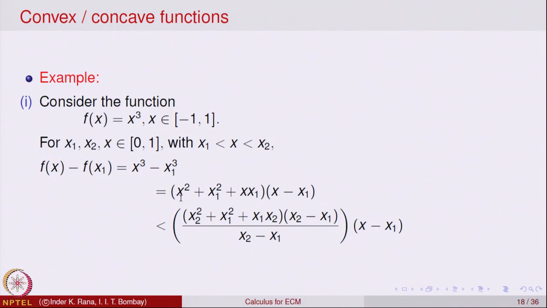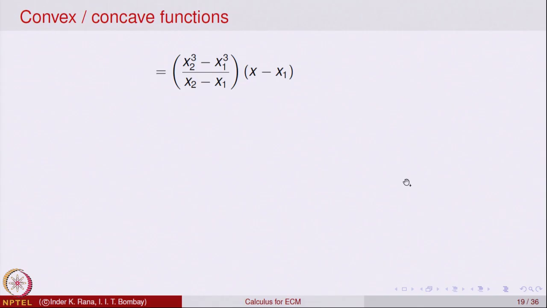Instead of x I have written x 2 now, and the sign has changed to less than, because x is less than x 2. So, if I change x to x 2 we will get less than, and multiply and divide by the same quantity x 2 minus x 1, you get this. Now, this expression looks familiar. Let us write down: this expression is equal to x 2 cube minus x 1 cube divided by x 2 minus x 1, and we put back the value in terms of the function f. So, f of x 2 minus f of x 1 divided by x 2 minus x 1.